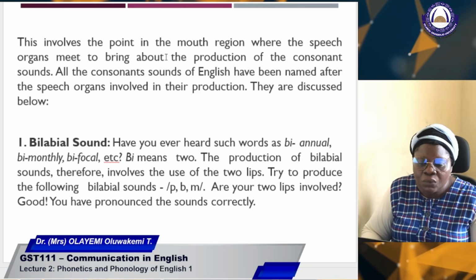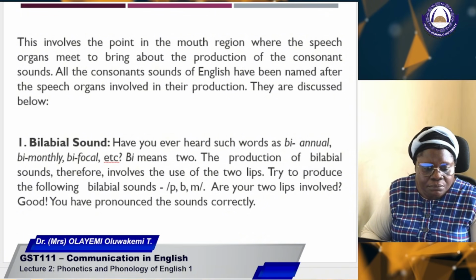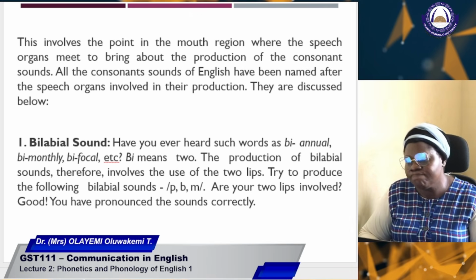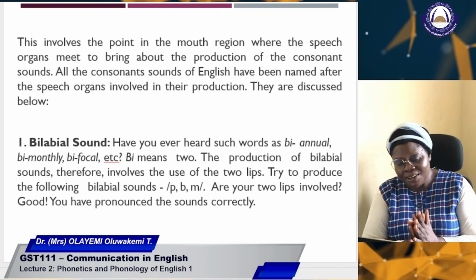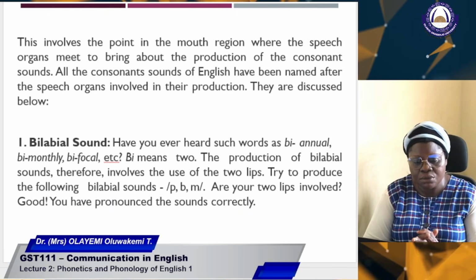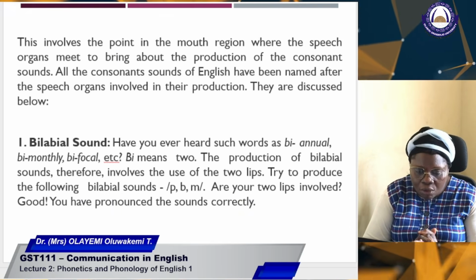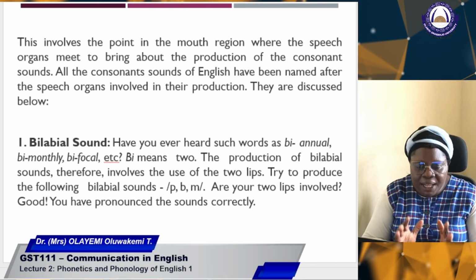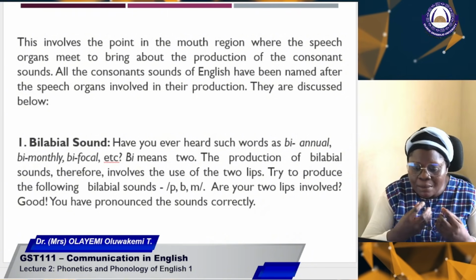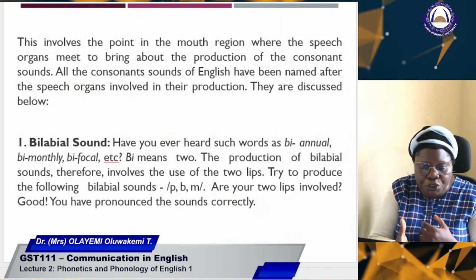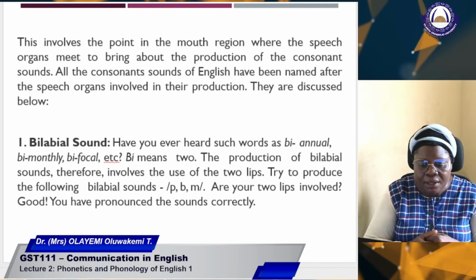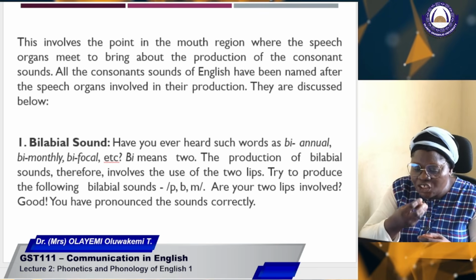Talking about the criteria for description of consonant sounds, we need to look at number one, the place of articulation. The place of articulation has to do with the various points in the mouth where certain sounds are produced. Now, don't forget that we are talking about English speech sounds.